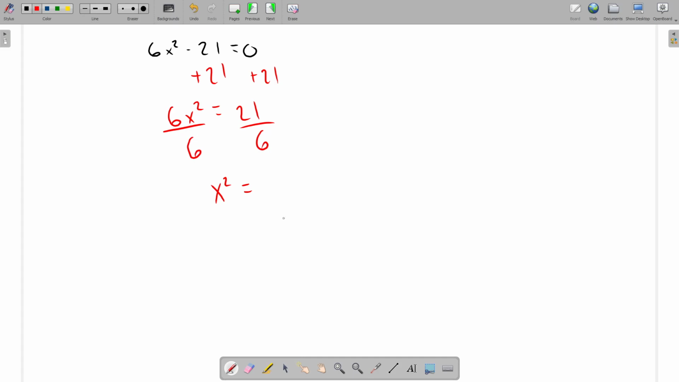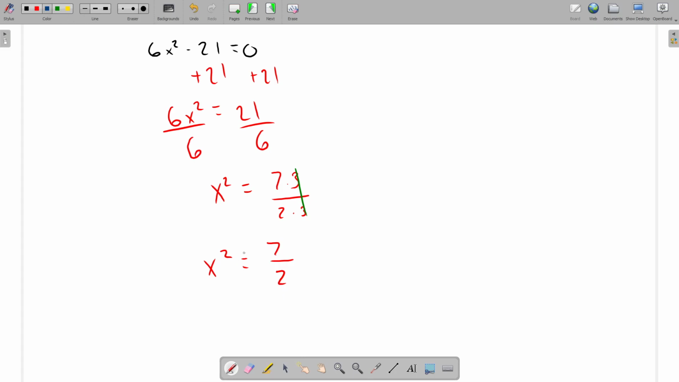So again, before we grab our calculator, let's see if we can simplify. Do these share a common factor? They do in fact share a common factor of 3. So we could rewrite this as 7 times 3 over 2 times 3, and then cancel the 3's out, and have x squared is equal to 7 over 2.